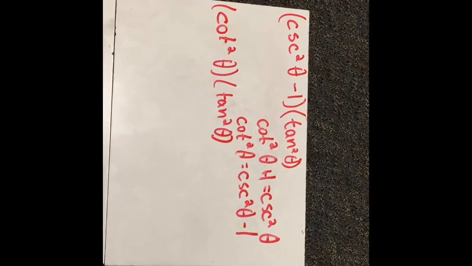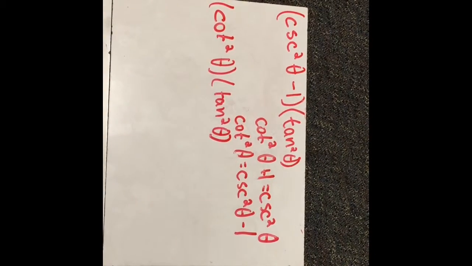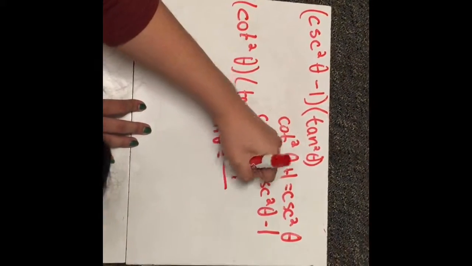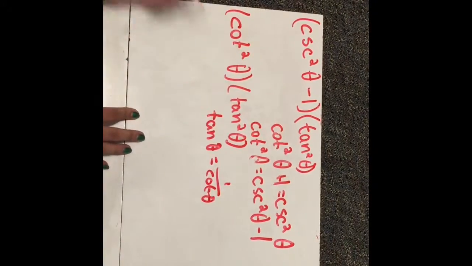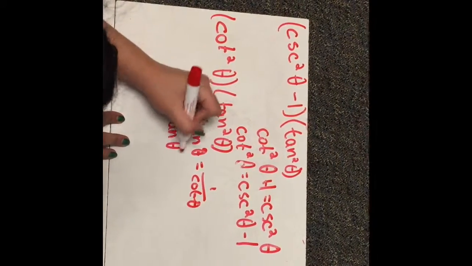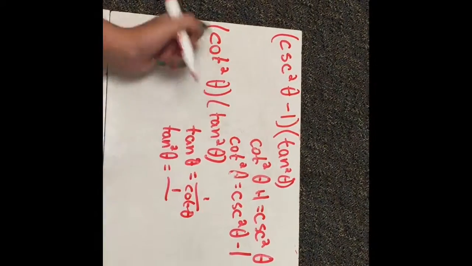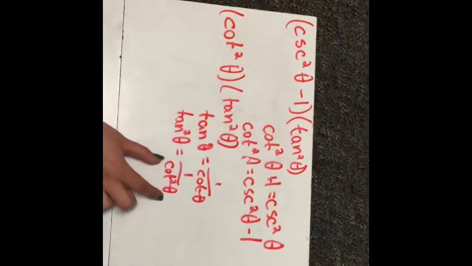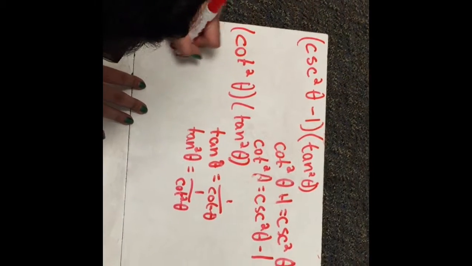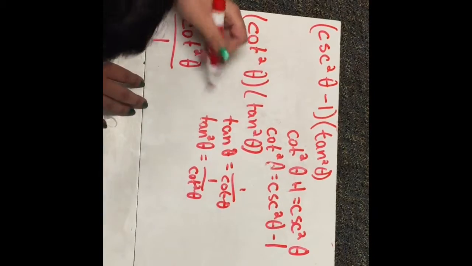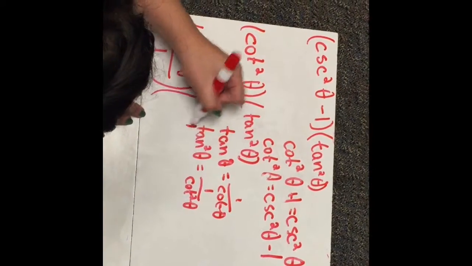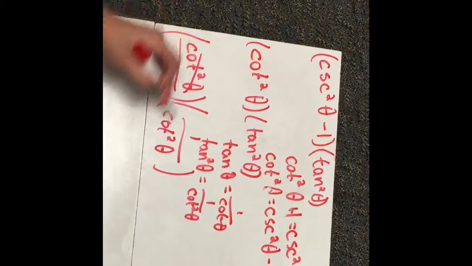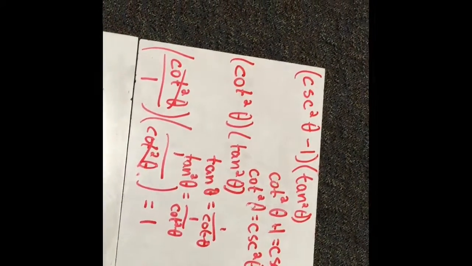And now we can use our reciprocal identity, which states that tangent of theta equals 1 over the cotangent of theta. Then we can square both sides of this equation. So for tangent squared theta, we can substitute 1 over cotangent squared theta. So we have cotangent squared theta, which we can put over 1, times 1 over cotangent squared theta, and those cancel out, which means that this equals 1.